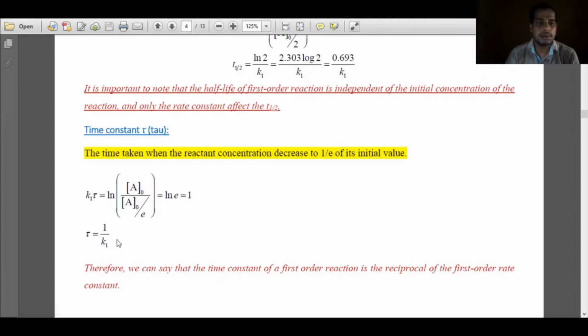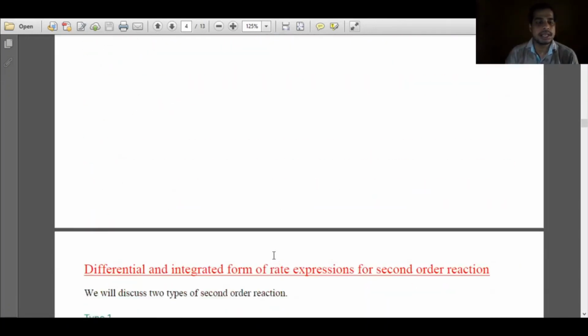And so what is my time constant expression? Time constant is equal to 1 over K1. So we can say that the time constant of a first order reaction is the reciprocal of the first order rate constant. So with this I'll stop here.